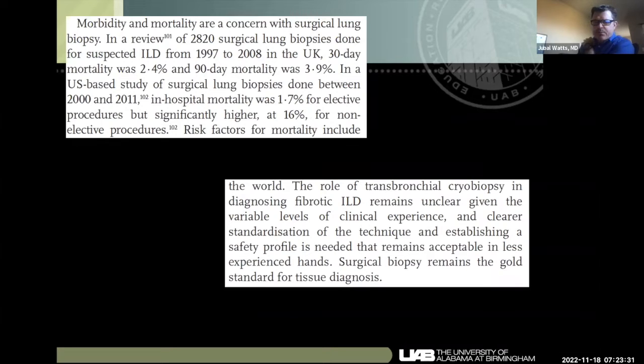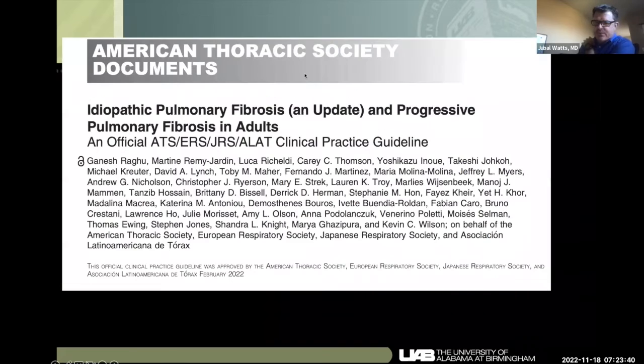And they talk about the mortality, the risk from doing surgical lung biopsies, which are not trivial. You can see 90-day mortality of 3.9% in the UK. So we're trying to avoid biopsy. We biopsy indeterminate or alternative diagnosis unless we're pretty confident in the alternative diagnosis, but we don't biopsy typical UIP or probable UIP because almost always it comes back as UIP on path, and so it doesn't add much.